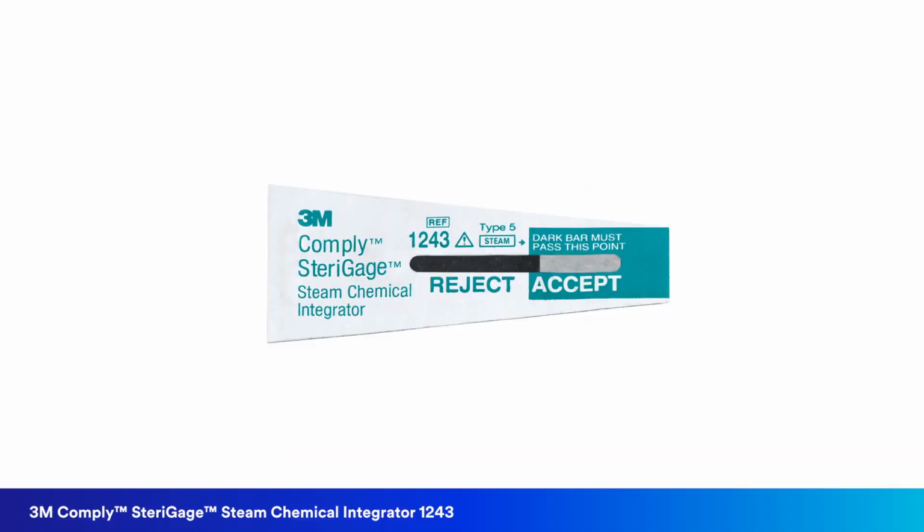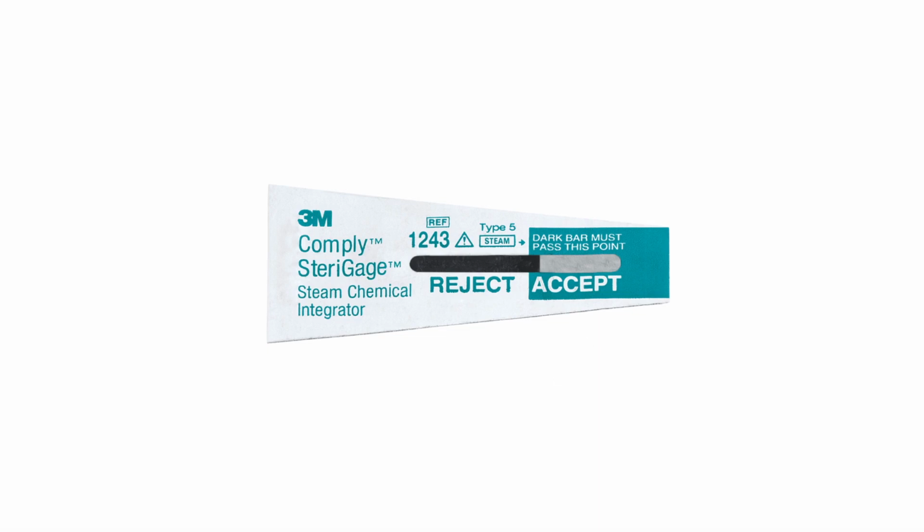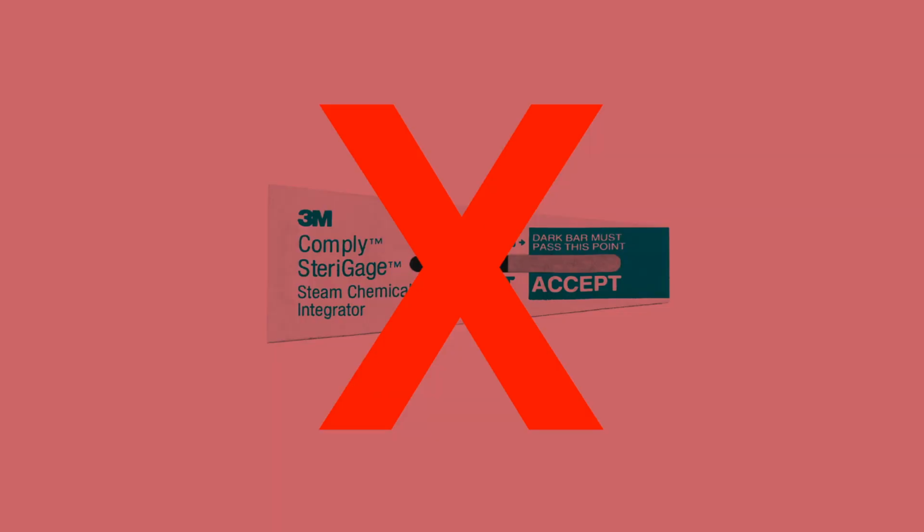By doing this, type 5 chemical integrators provide more information about the effectiveness of the sterilization process than both type 4 and type 6 chemical indicators. A result of accept will be indicated after the integrator meets all parameters of sterilization. If the integrator bar does not enter the accept window, the item in the pack should not be used and should be reprocessed. A type 5 chemical integrator should be used inside of every pack and tray that is sterilized.